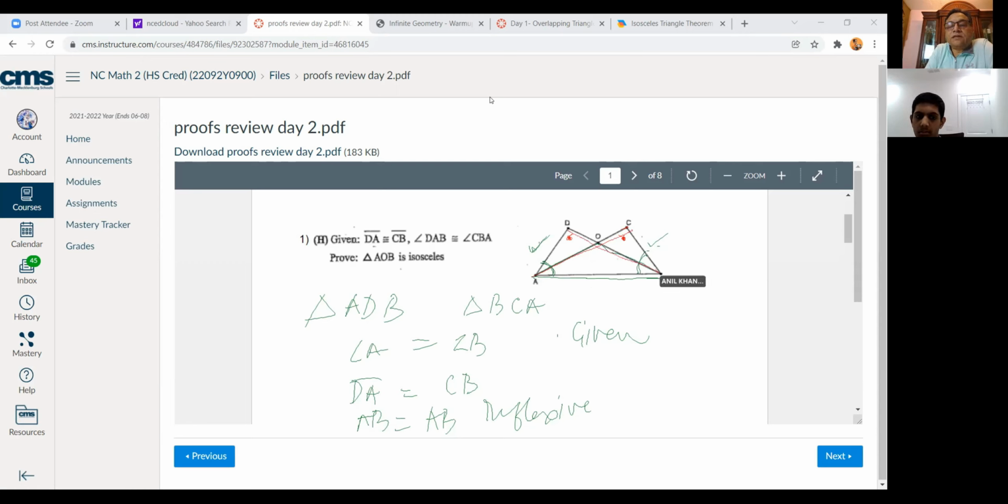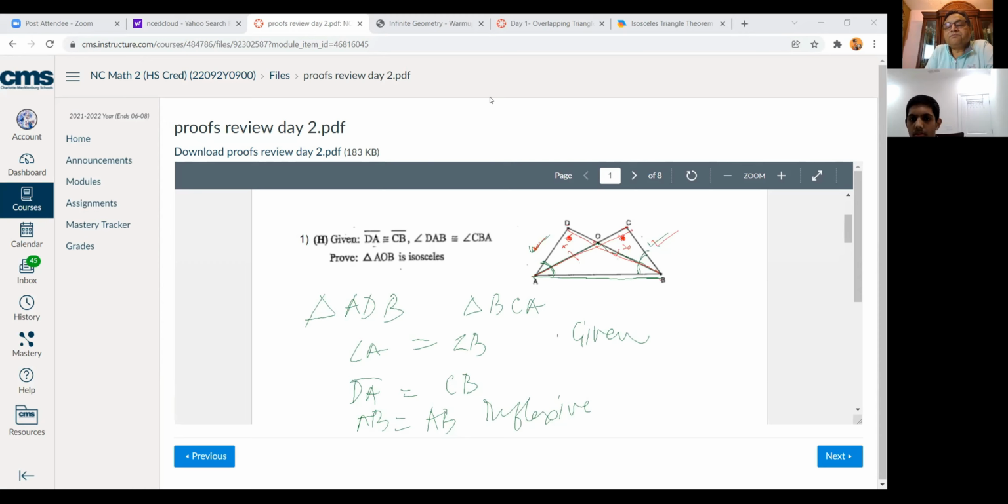Now we have to show that the triangle AOB is isosceles. That means these two sides are equal. So we'll go in for the smaller triangles, which are triangle AOD and BOC, correct? So in triangle AOD and BOC, we notice that we have the same angles on the top, the same sides, correct? And we just showed that these triangles are congruent.